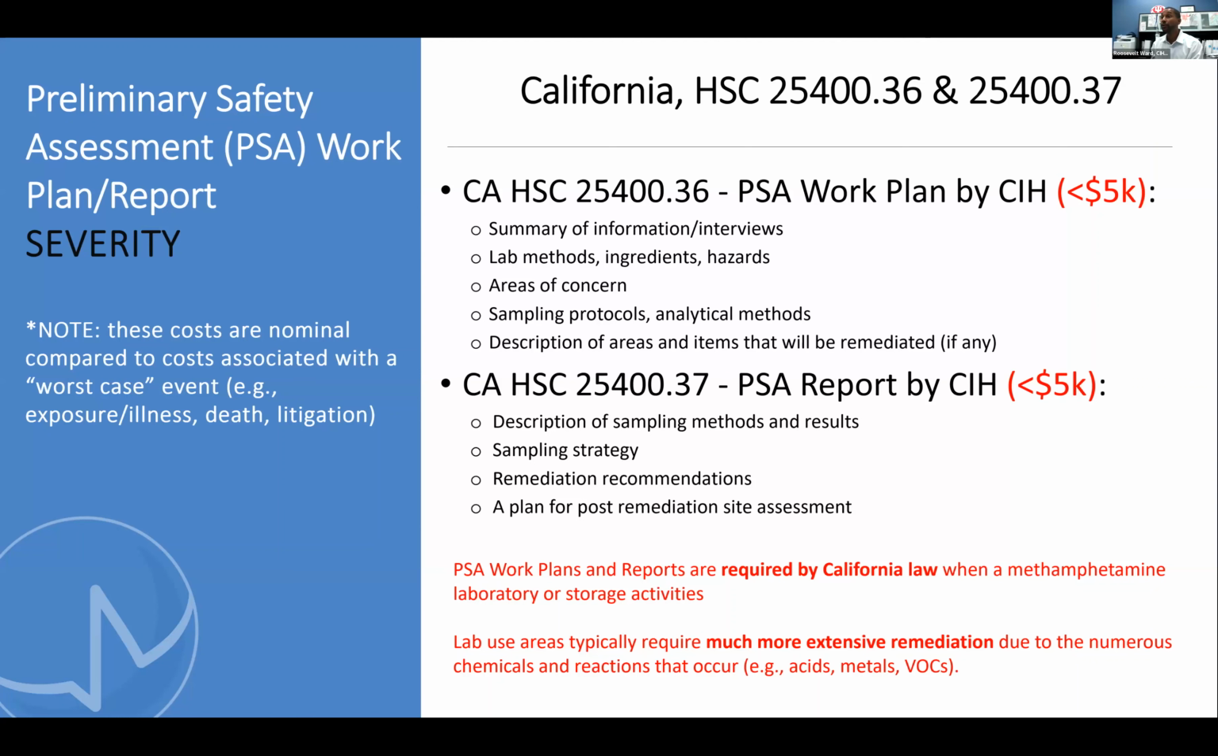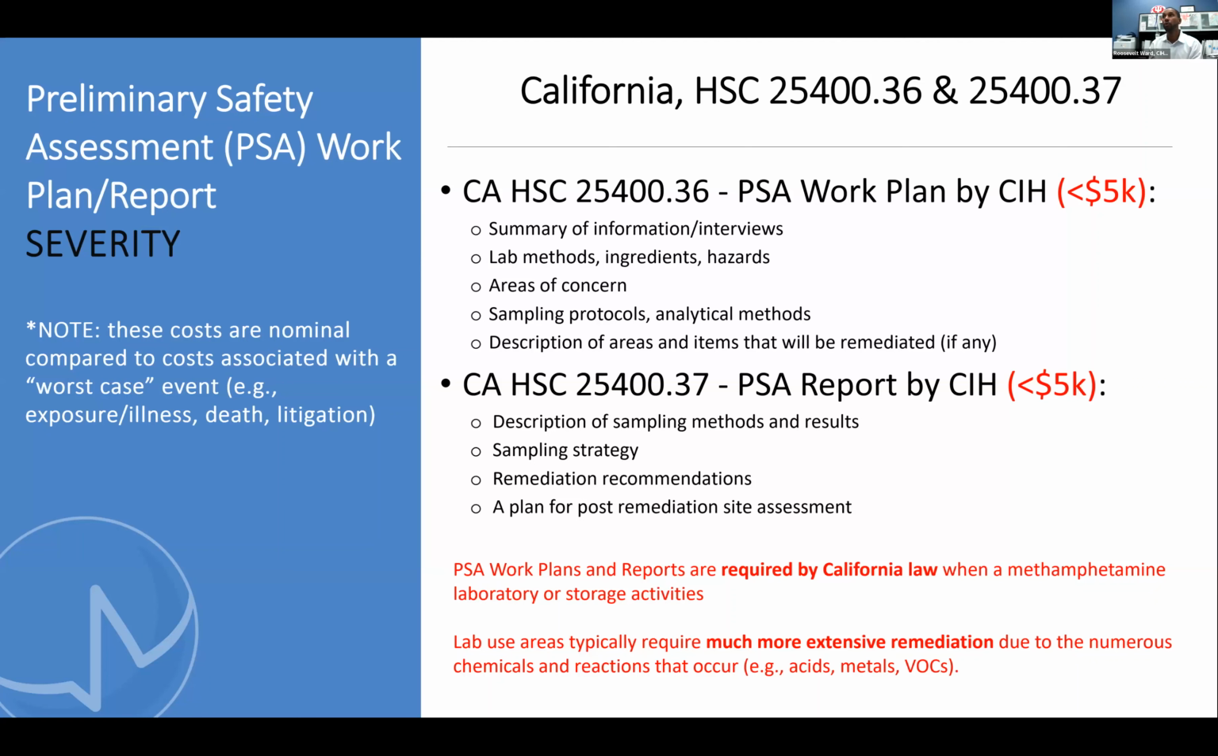Lab use areas typically require much more extensive remediation due to numerous chemicals and reactions that occur. And what we're learning is that a lot of times just the removal of building materials is the best option, just due to the probability that they might not clean up the areas sufficiently and might have to come back and retest. And we've been in situations where we've been back two or three times to verify cleaning. And that just continually runs the bill up. Whereas if we would have just disposed of those materials in the first place and just replaced them, we believe that the cost associated would have been a little bit less.